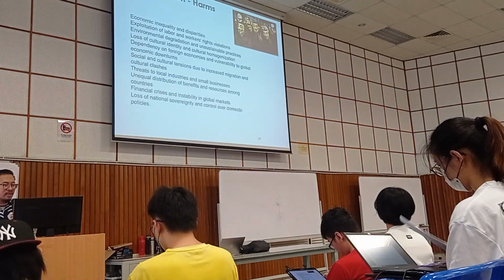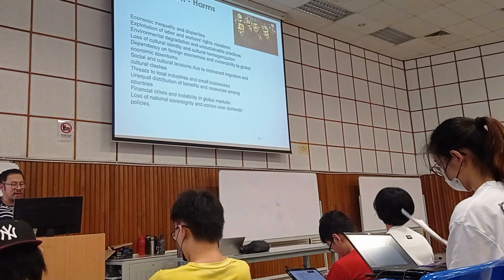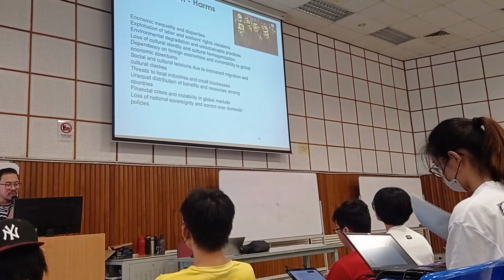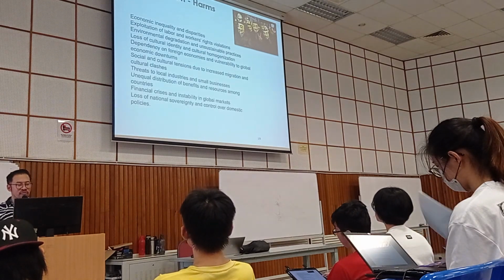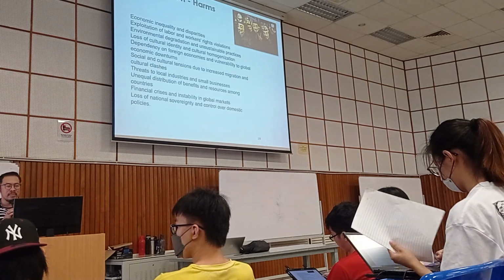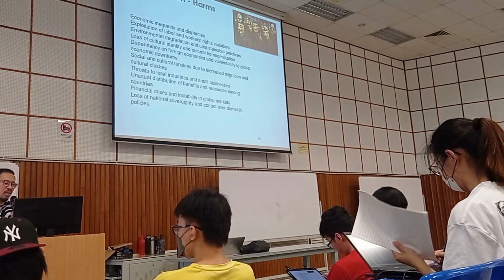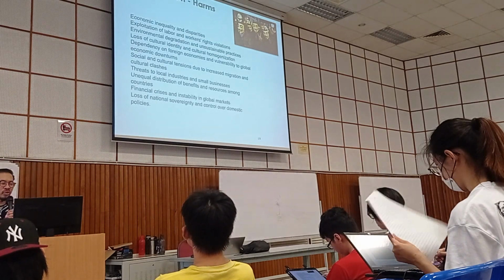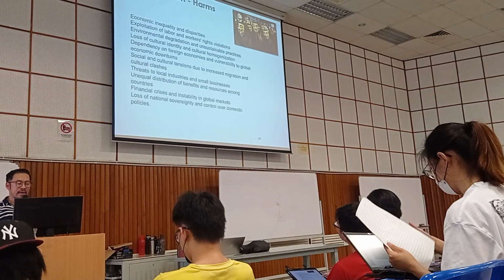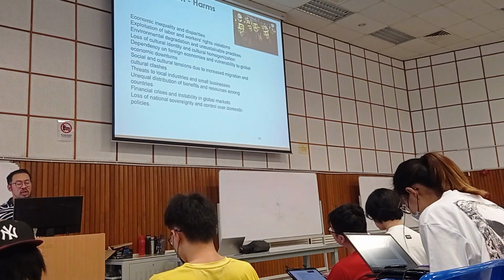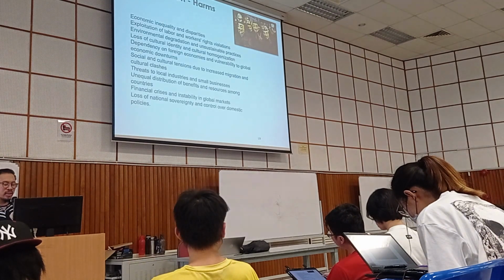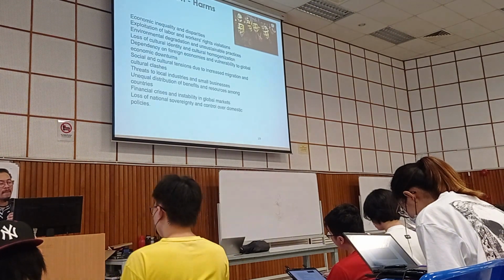Unequal distribution of benefits and resources among countries. Okay. Financial crisis and instability in the global market. And last but not least, loss of national sovereignty and control over domestic policy. Because imagine that there are so many immigrants, millions of immigrants, so that can indirectly put pressure on a certain state or district due to the power or pressure that they have.